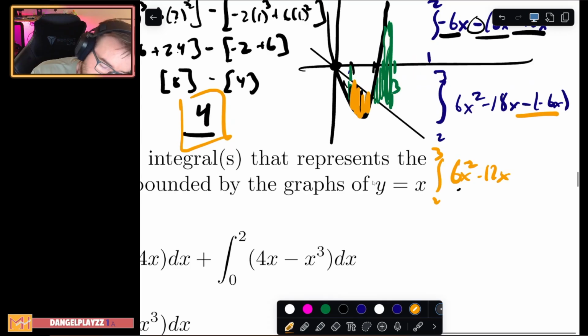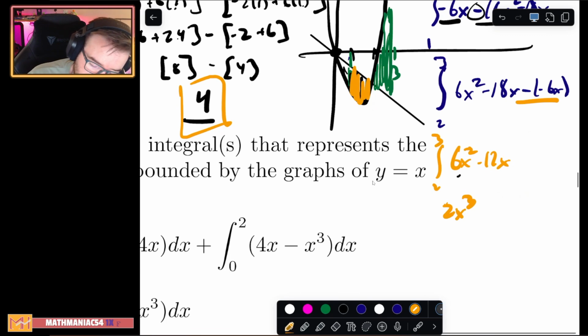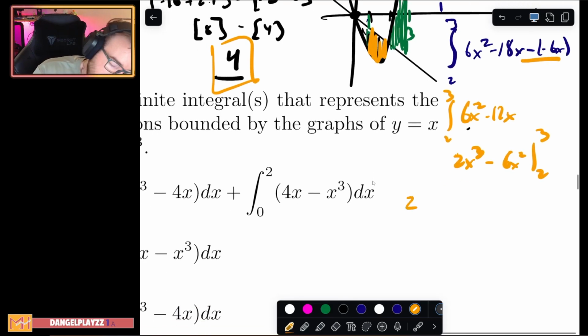So when we integrate, that's going to be 2x cubed. We increased up to 3, but then divided by 3. So that gave us the 2. We're going to increase up to 2, but then divide by 2. So that's going to give us the 6x squared from 2 to 3. So we got to do this again.